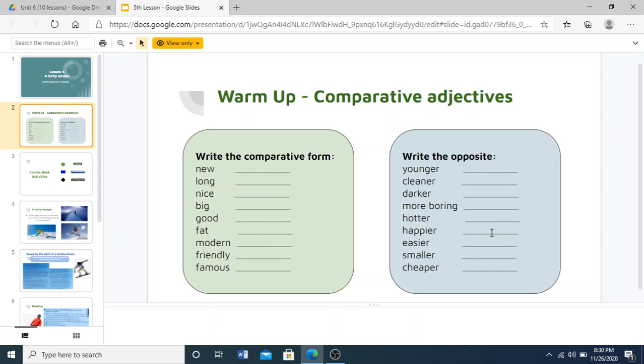What did you write here? Happier is worse. Okay? Sad. So happy is sad. So happier is worse. Easier is what? Harder. Smaller is what? Bigger. And cheaper is what? More expensive. Cheaper is more expensive.